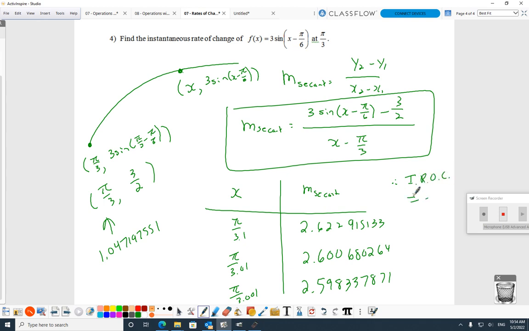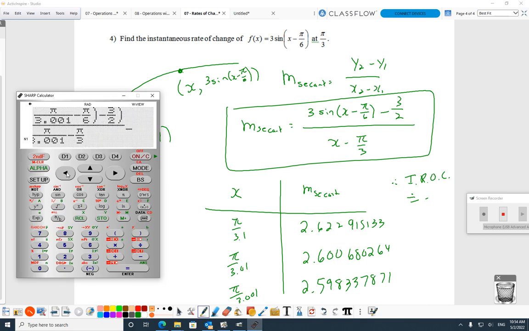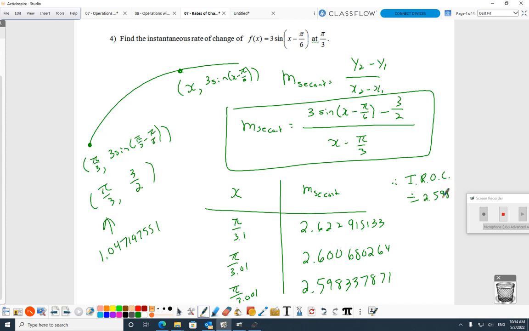is approximately, geez, I don't know, are we happy with that? Did it settle down enough for you? Are you happy with 2.6? Maybe you're not. We'll go one more, just to be sure, just to feel good about it. We'll go back and go 2 more decimal places. And then over here, one more zero. 2.598. Now I'm feeling pretty good about 2.598. IROC equals approximately 2.598. It settles in at 2.598 when I do that next one.